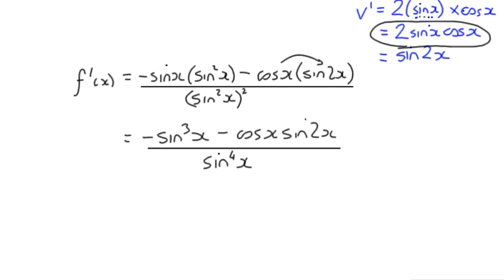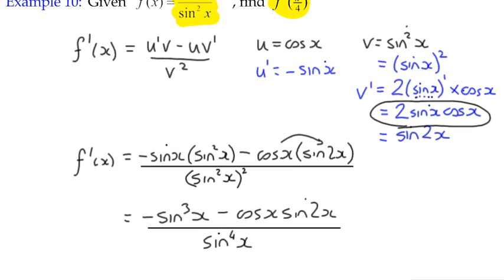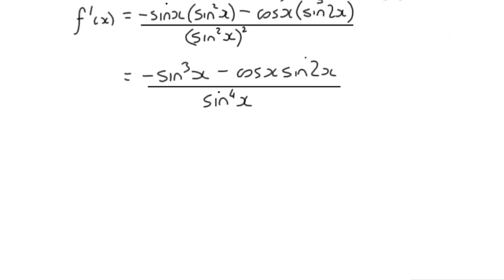There is a way of simplifying it a lot. I could split up the numerator into 2. I could have negative sine cubed x over sine x to the power 4 and simplify that. But at the moment, let's just leave it like that because we're going to substitute in, so it doesn't really matter. So we want f prime of pi over 4. So we want to say, when x equals pi over 4, what's the value of this?